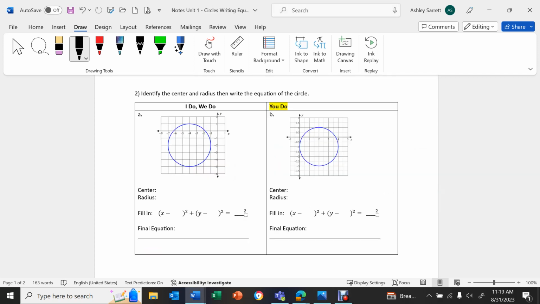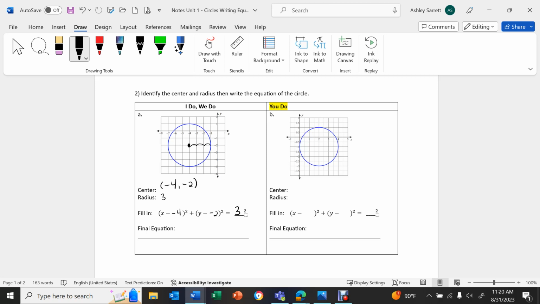All right, next, let's talk about actually writing the equation when we have the graph of the circle. So now I have to actually identify the center and the radius again. So here's the center of the circle. That is at (-4, -2). And the radius of the circle, I'm just going to count from the center to the outside. That is 3 units. And then I'm just going to fill in my numbers. So I have x minus a -4, y minus a -2, and then 3 is the radius.